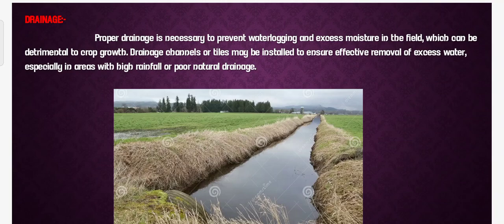What do we mean by surface drainage? This involves the creation of channels, ditches, or furrows on the surface of the field to allow water to flow away from the crop area. In subsurface drainage, this method utilizes buried drain pipes or tiles installed below the soil surface to collect and transport excess water away from the roots of crops.